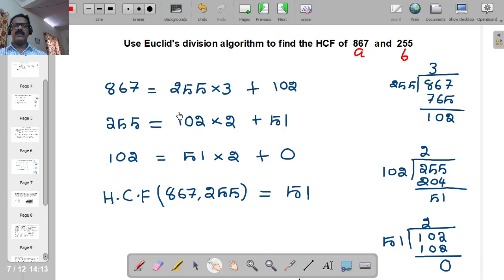Now the dividend is 102 and the divisor is 51. So we will divide 102 by 51. We got the quotient as 2 and the remainder as 0. So 102 is equal to 51 times 2 plus 0. Now we have reached a stage in which we got remainder as 0. The divisor at this stage will be the HCF of 867 and 255. So the divisor is 51 here. So the HCF of 867 and 255 is equal to 51.